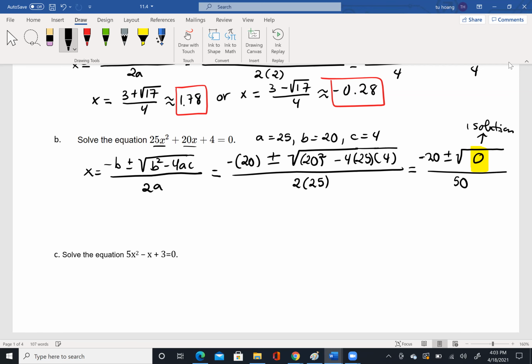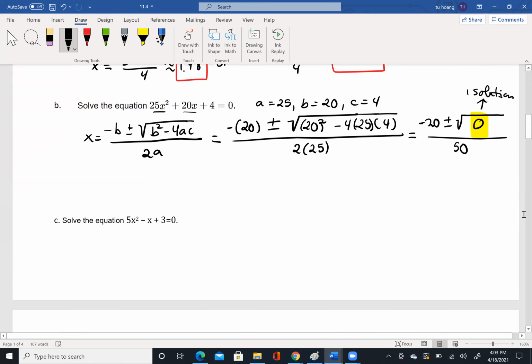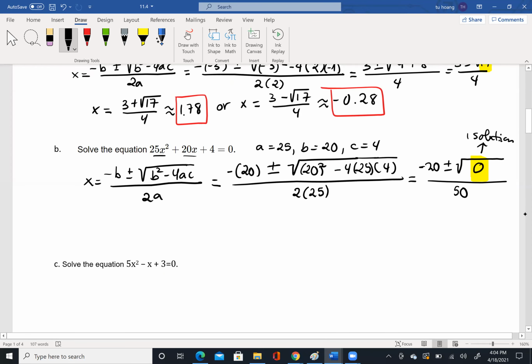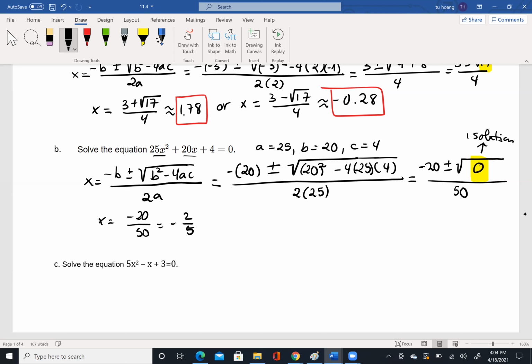So for the first column, I have 17 here. The discriminant is greater than 0, right? So then I can say this is going to have two solutions. As you see at the bottom, there are two solutions. Okay. So now let's come back to this bottom. Then I will have x equal to negative 20 divided by 50, which equals negative 2 over 5. That's the answer.